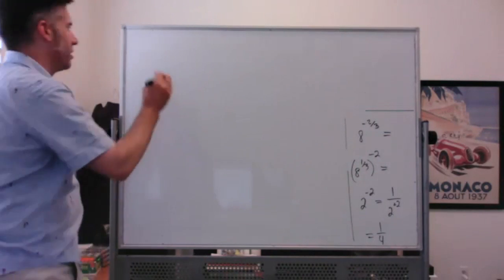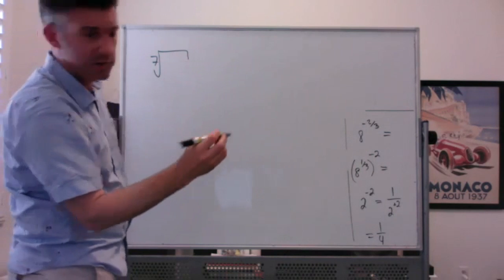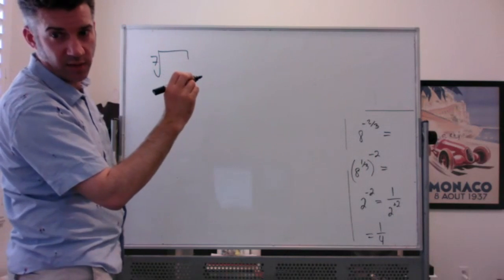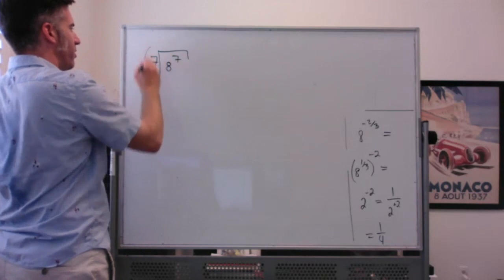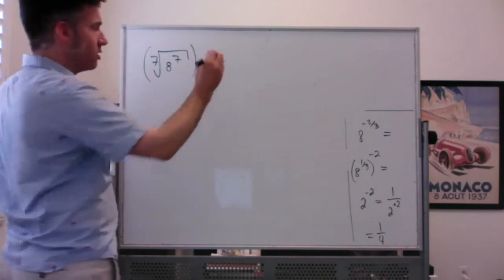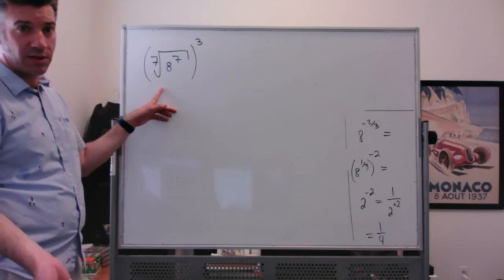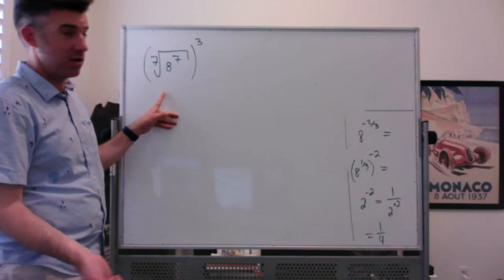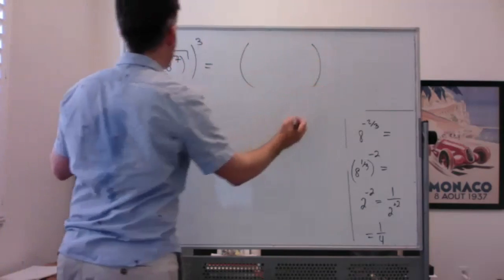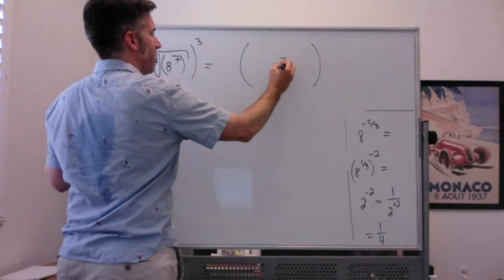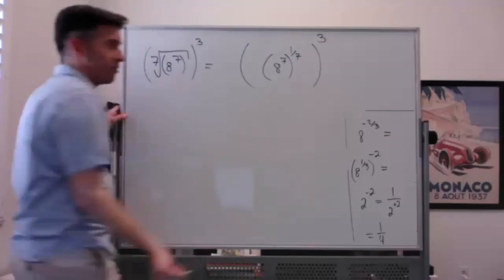Let's look at, say, the 7th root of, be a little bit careful here, 8 to the 7th, cubed. Okay, so here's the thing. I want to rewrite the root as a power. So instead of the 7th root of 8 to the 7th, I'm going to rewrite this as 8 to the 7th to the 1/7, all to the 3rd power.